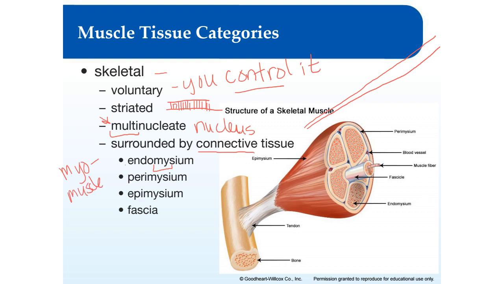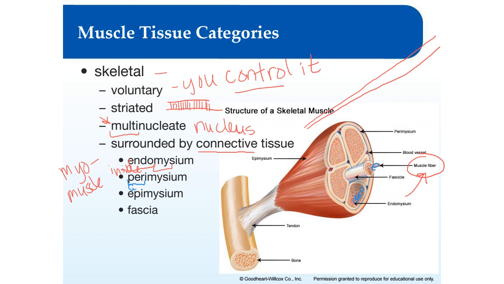And if you remember, endo is inside. So the endomysium is the membrane that is the innermost membrane on the muscle. If you look at our picture over here on the right, you'll see I have a muscle fiber that I can pull out there. The endomysium is what surrounds the muscle fiber. So all of these individual muscle fibers are surrounded by endomysium. So endomysium would be around this individual muscle fiber here. So endomysium is going to surround the muscle fibers.